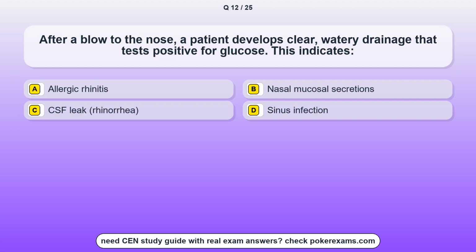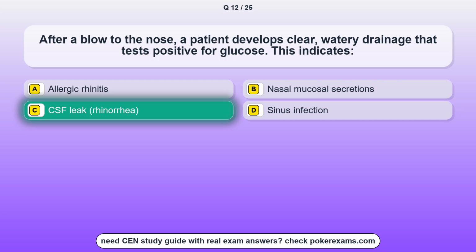Question 12. After a blow to the nose, a patient develops clear, watery drainage that tests positive for glucose. This indicates Option A, allergic rhinitis. Option B, nasal mucosal secretions. Option C, CSF leak, rhinorrhea. Option D, sinus infection.